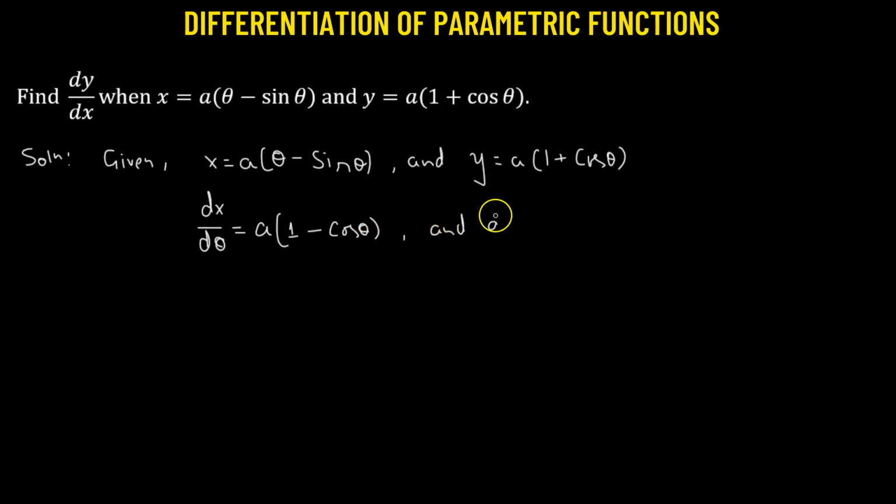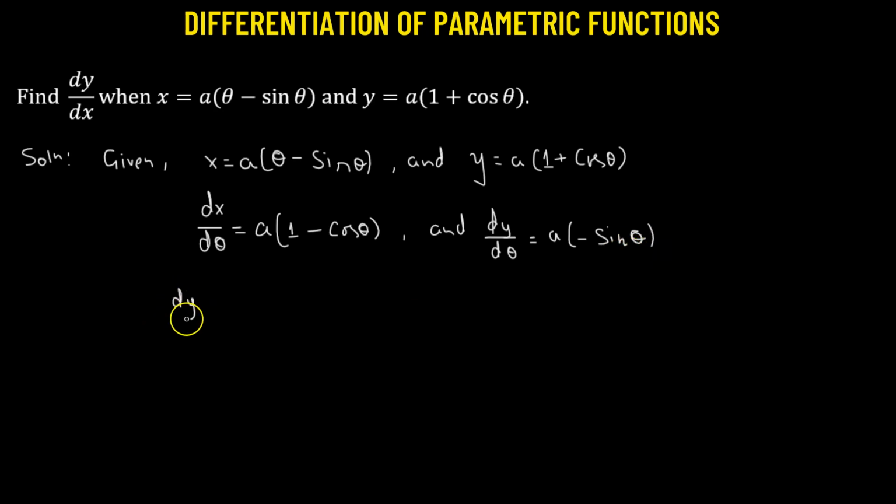And we'll take the derivative of y with respect to theta. So this will be equal to a multiplied by the derivative of 1, which will be 0 because 1 is a constant. This will be added to the derivative of cosine of theta. And we know that the derivative of the cosine function is negative sine theta.